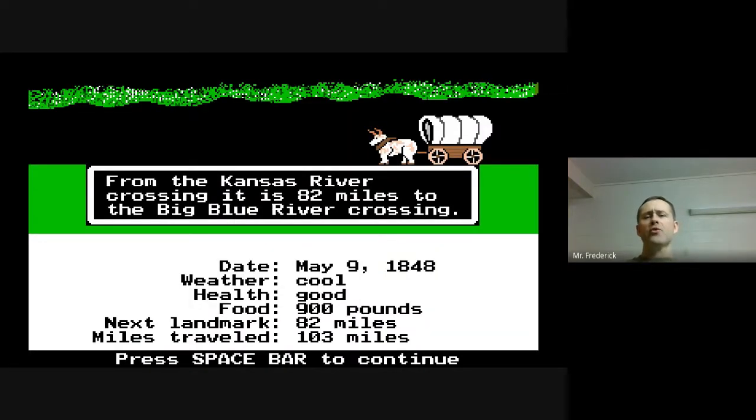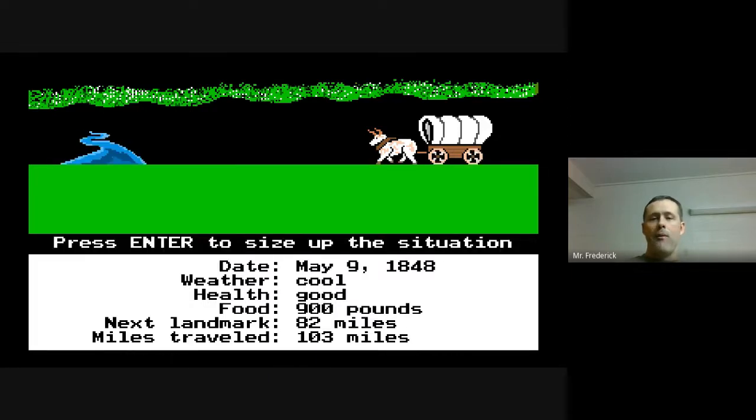From the Kansas River crossing, it is 82 miles to the Big Blue River crossing. It's May 9th, 1848. The weather is cool. My health is good. I have 900 pounds of food left. My next landmark is 82 miles, and I've traveled 103. Now, I'm going to press enter to size up the situation.